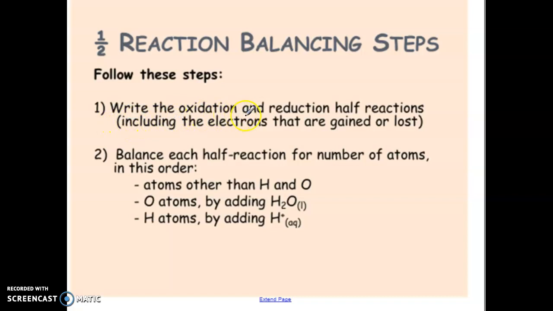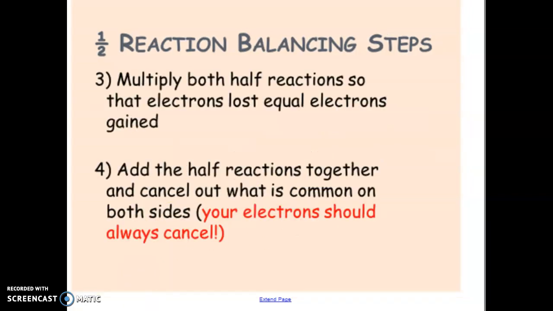As I mentioned, the steps are the same here. You're going to write out the oxidation and reduction half reactions, including the electrons in your half reaction. You're going to balance the number of atoms other than hydrogen and oxygen. Then oxygen atoms we balance by adding water molecules, and hydrogen atoms by adding hydrogen ions. If we have acidic or basic solution, that will come in later. Before adding your two half reactions together, you have to make sure the number of electrons lost is equal to the number gained, so we may have to multiply the half reaction by a factor in order for that to happen.